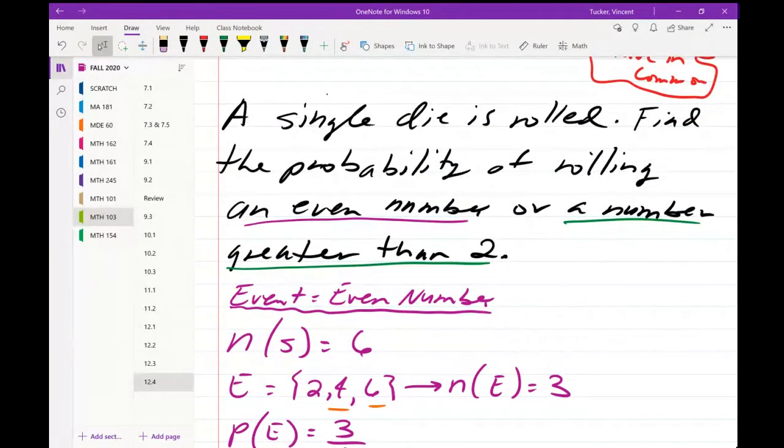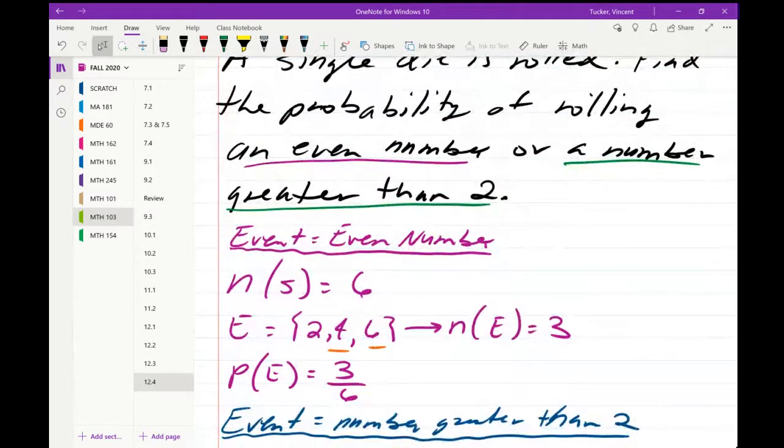If we look at an even number, we know our sample space from dealing with a single die before is 6. We have 1 through 6. An even number in that sample space is 2, 4, and 6. So we have 3 even numbers. Place that 3 over 6. That's the probability of getting an even number.